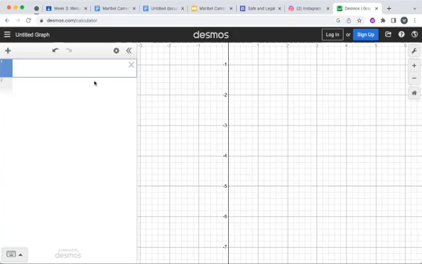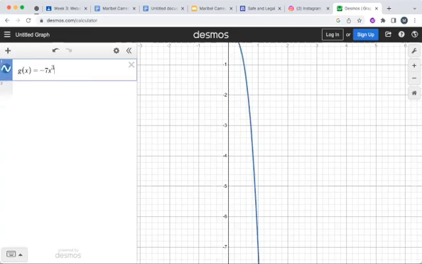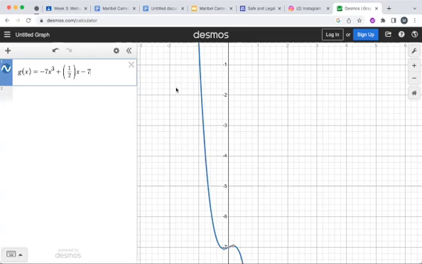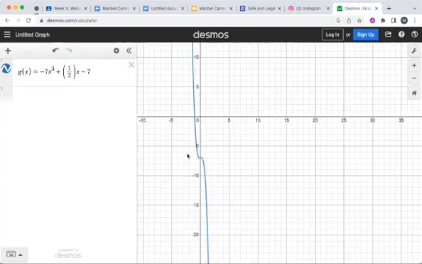So now we're going to resume and check whether our predictions were correct. So our equation is g(x) equals negative 7x cubed plus 1/2 x minus 7. So you can see here our prediction was correct.